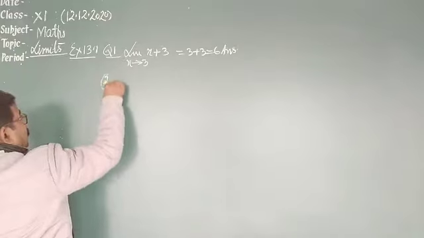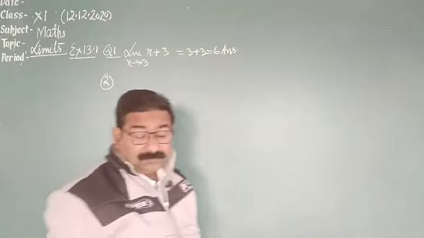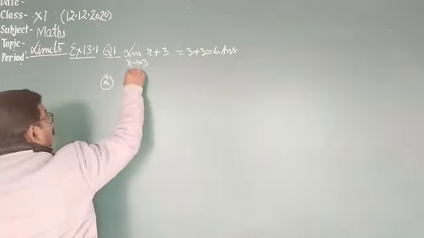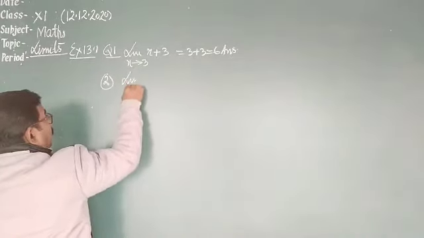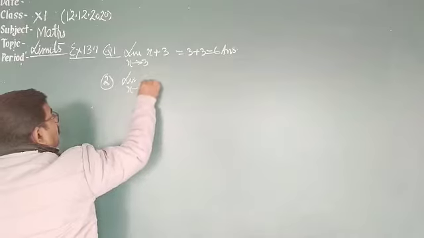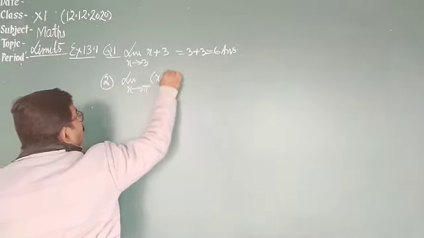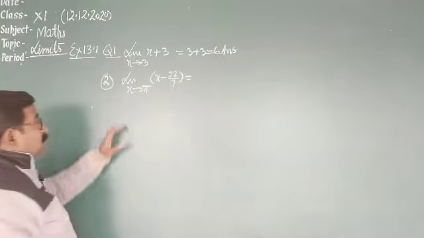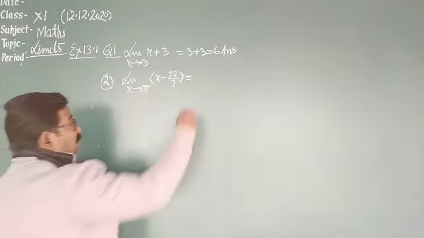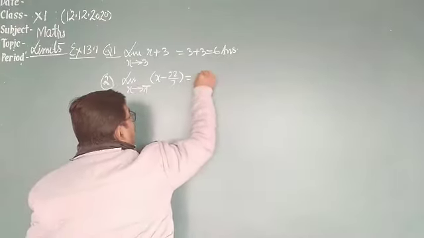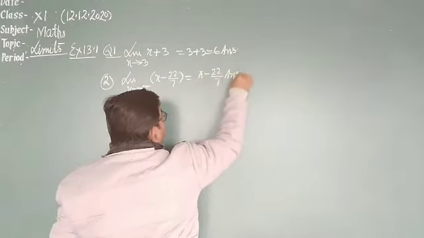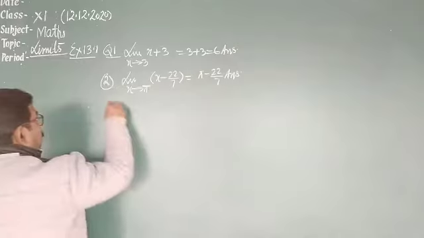See, second question. We have limit x tends to pi, x minus 22 upon 7. So what to do? Nothing. Just simply you have to put the value of x. So we have pi minus 22 upon 7 is the answer.